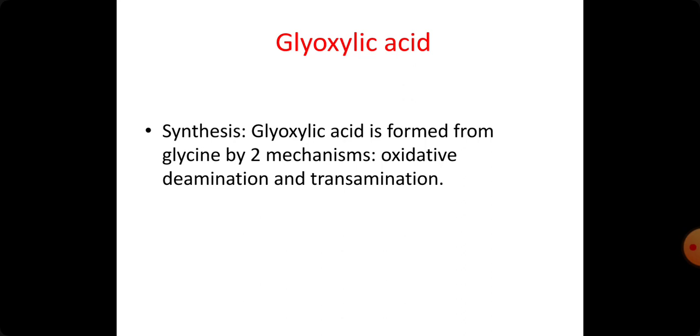Then we go to glyoxylic acid. We are presenting here that glyoxylic acid is the specialized product formed from glycine. Actually, glyoxylic acid is the catabolic product of glycine. When glycine is deaminated, it forms glyoxylic acid. Glyoxylic acid is formed from glycine by two mechanisms: the oxidative deamination mechanism and the transamination mechanism.